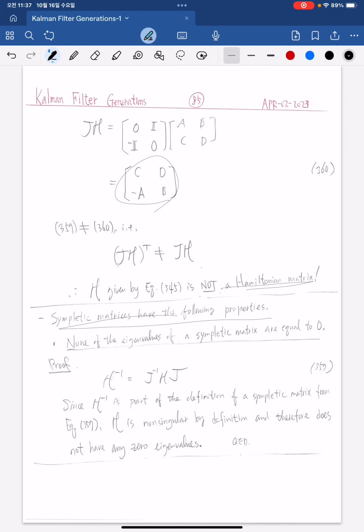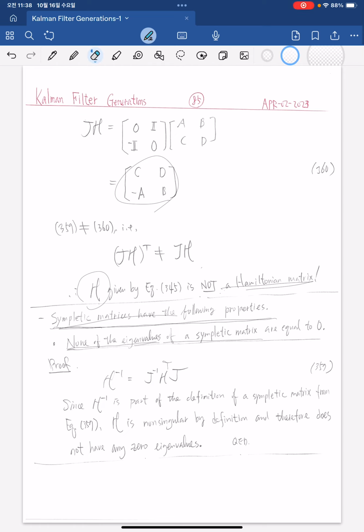이번 동영상은 그 H 매트릭스, 이게 사실 하밀토니안이라고 써놨지만 사실은 심플레틱 매트릭스인데, 하여간 이 심플레틱 매트릭스 have the following properties. None of the eigenvalues of the symplectic matrix are equal to zero. H inverse의 이게 하면 또 이거 트랜스포즈 빠졌습니다.